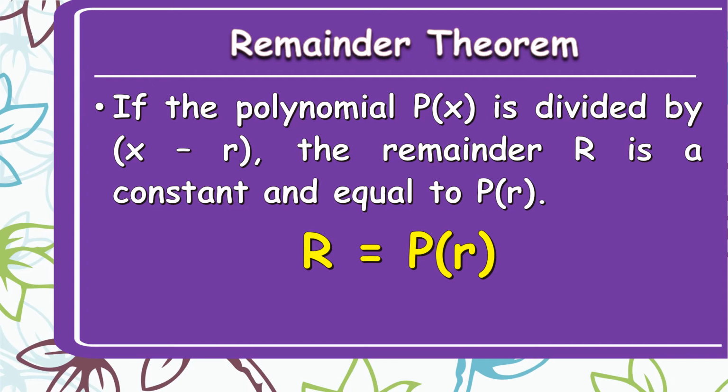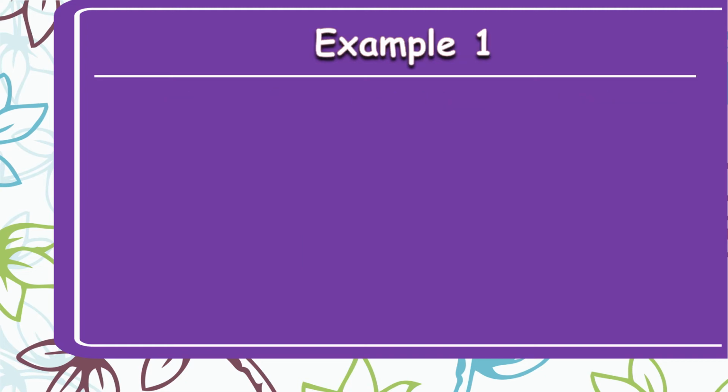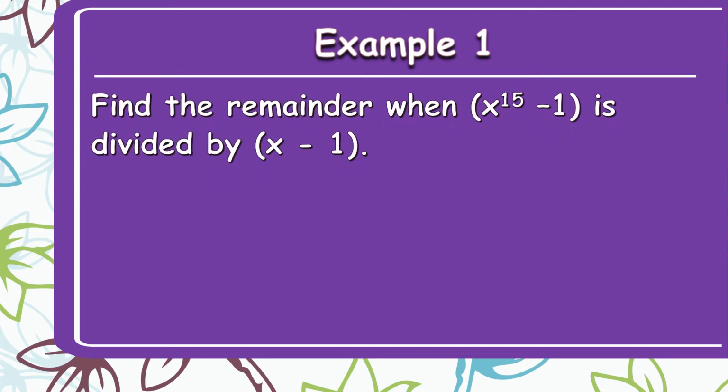If the polynomial p of x is divided by x minus r, the remainder R is a constant and equal to p of r. So, ibig sabihin niyan, R is equal to p of r. So, kapag daw isinubstitute natin yung r natin doon sa value ng x ng ating dividend, therefore, makukuha natin yung ating remainder. Ngayon, gagamitin natin ang remainder theorem sa pagkuha ng remainder when x raised to 15 minus 1 is divided by x minus 1.